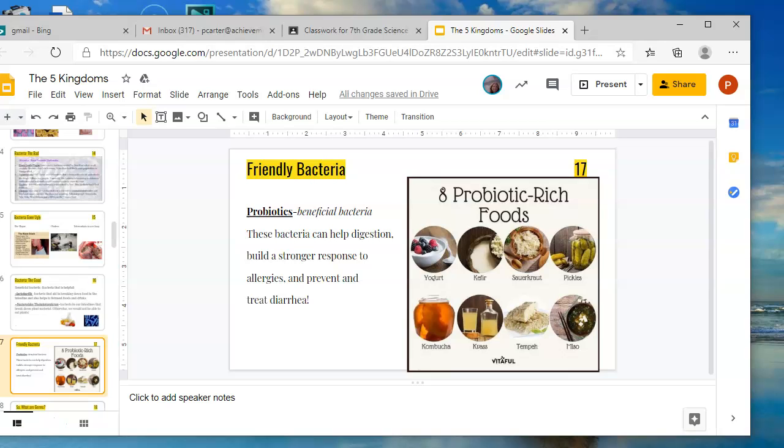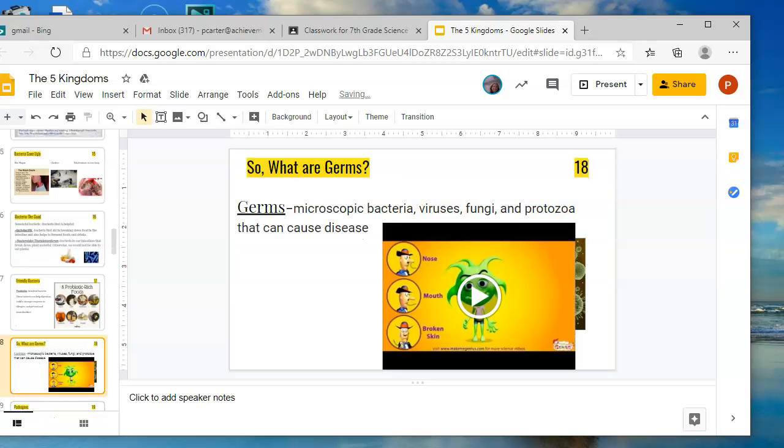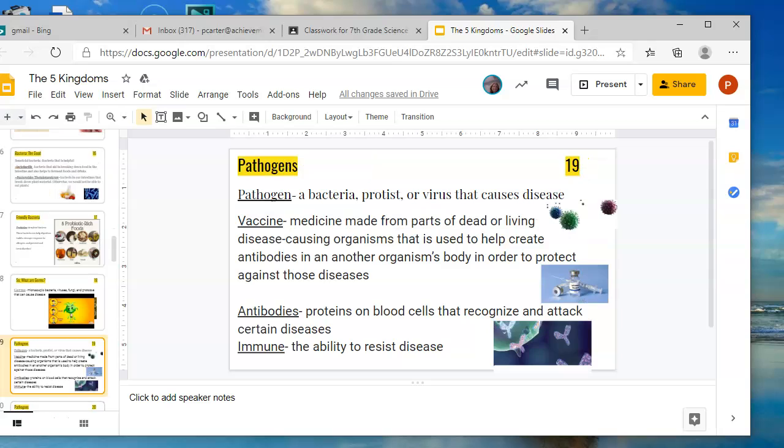Friendly bacteria, probiotics. These bacteria can help digestion, build a stronger response to allergies, and prevent and treat diarrhea. Germs. So what are germs? Microscopic bacteria, viruses, fungi, and protozoa that can cause disease. Pathogen, a bacteria, protist, or virus that causes a disease.